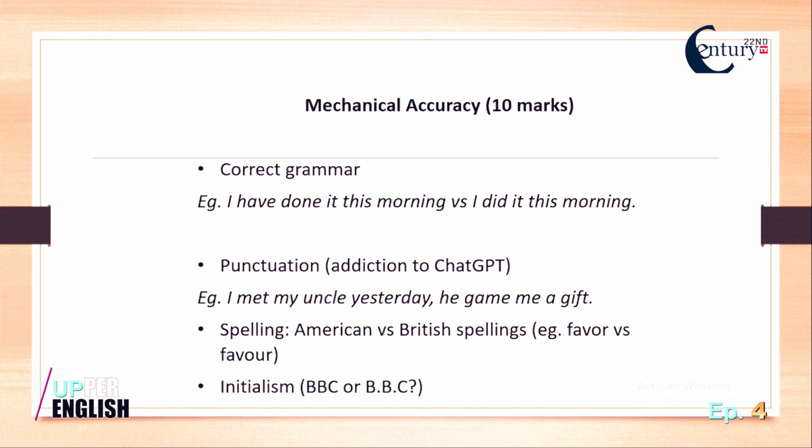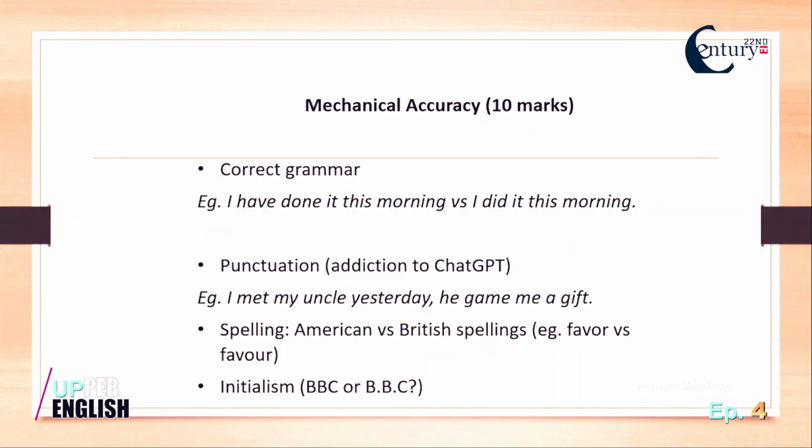And of course, it also takes into cognizance punctuation, meaning the comma, full stop, and so on and so forth. But our dragging into ChatGPT has had a telling effect on how we use punctuation. So my advice is to avoid ChatGPT. Go and learn your punctuation. Example: "I met my uncle yesterday, comma, he gave me a gift." That comma there is wrong. You're supposed to have a full stop: "I met my uncle yesterday." Full stop, capital H, "He gave me a gift."